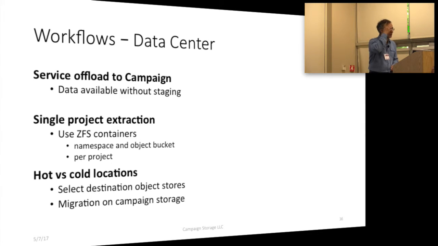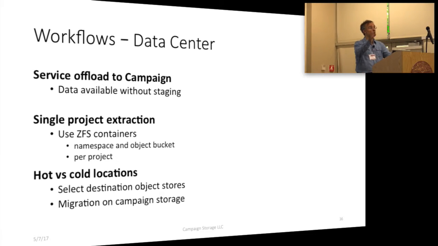So in the data center, you will see slightly different requirements for campaign storage. In that case, maybe there would be an offload of things like NAS file services from fast servers to campaign storage. So you would want to export a NAS protocol from campaign storage. Again, the single project extraction is valid there. Also, perhaps to build a global namespace for all the file shares that are available. Hot and cold locations we already talked about.